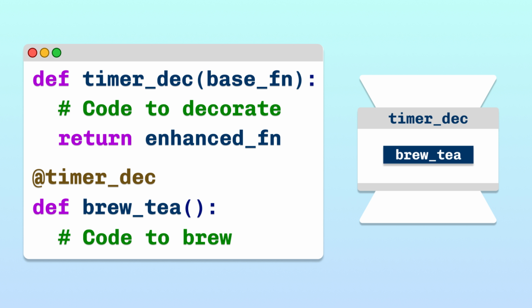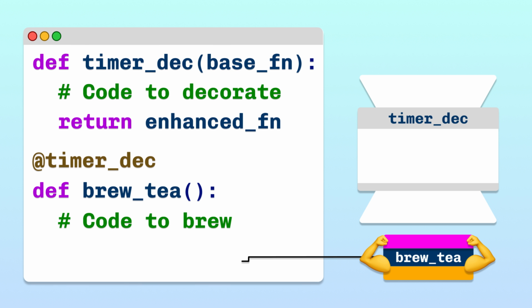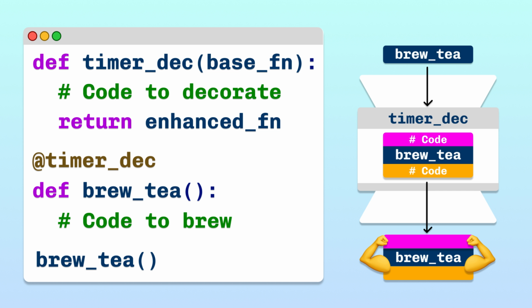After receiving the base function as an input, the decorator bundles it with additional features without modifying the base function's original code. Once these new features are added, the decorator returns the enhanced version of the function. This enhanced version of the function is what Python will use whenever brew_t is called. In a nutshell, this is how decorators work.